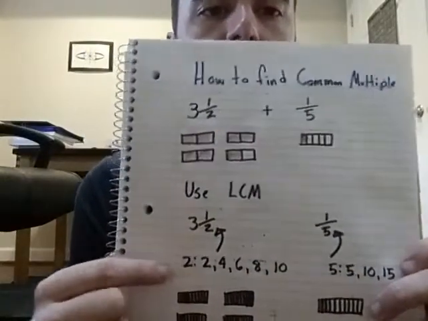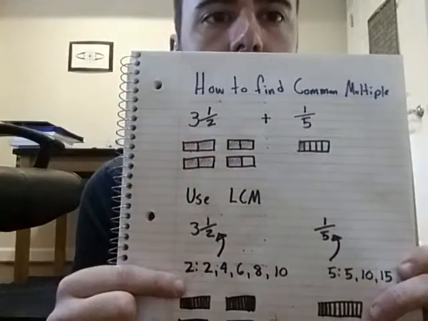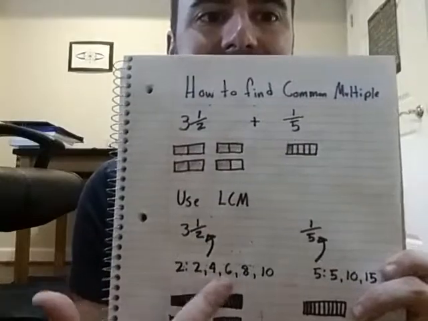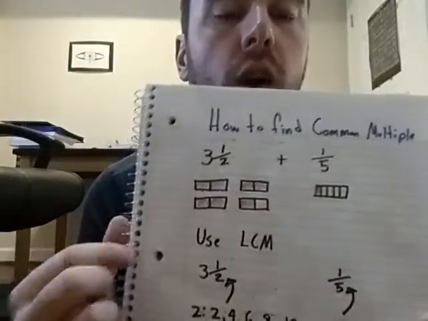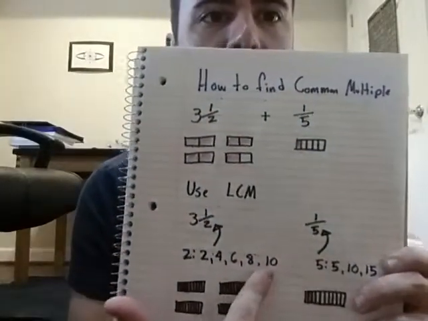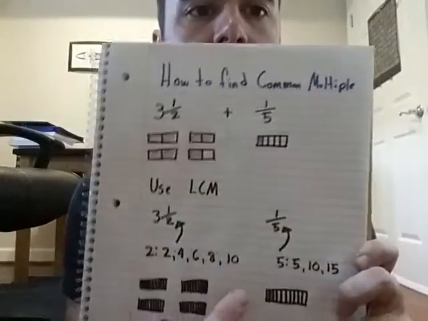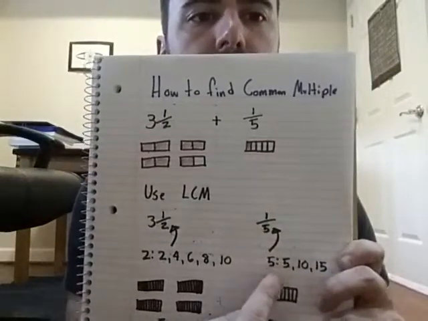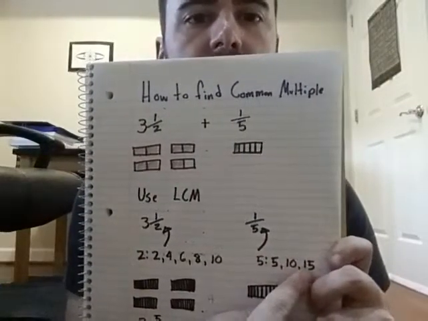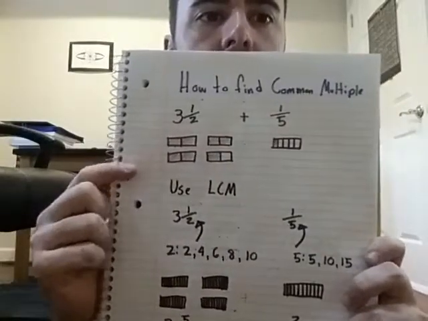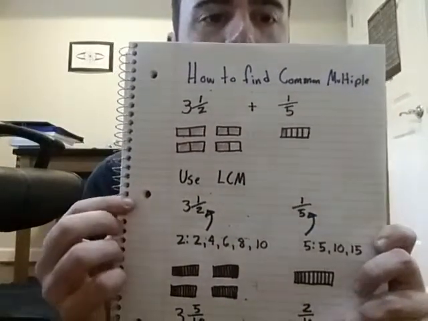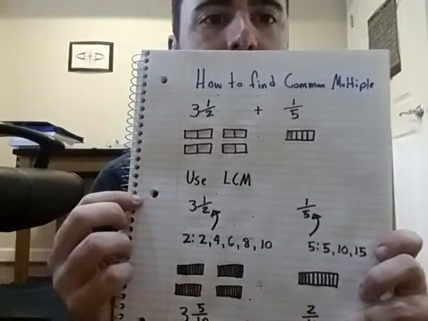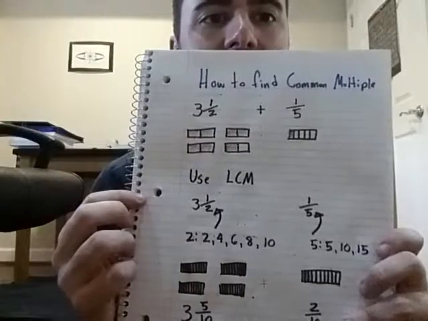Multiples, just to remind you, are skip counting. So if we're skip counting by 2, we're going to go 2, 4, 6, 8, 10, and obviously we could go on forever and ever, but I'm just going to stop at 10, and you'll see why in just a sec. Here, we're skip counting by our denominator, which is 5. So we go 5, 10, 15, and again, we could go on forever, but I'm going to stop right there, because we already have a common multiple, a multiple that's the same amongst both halves and fifths.